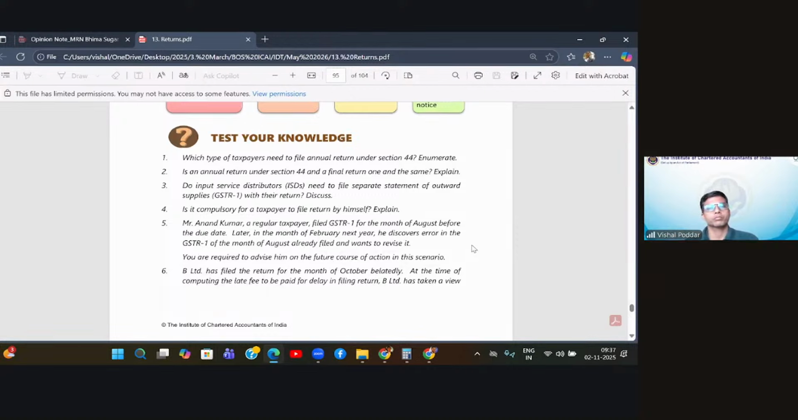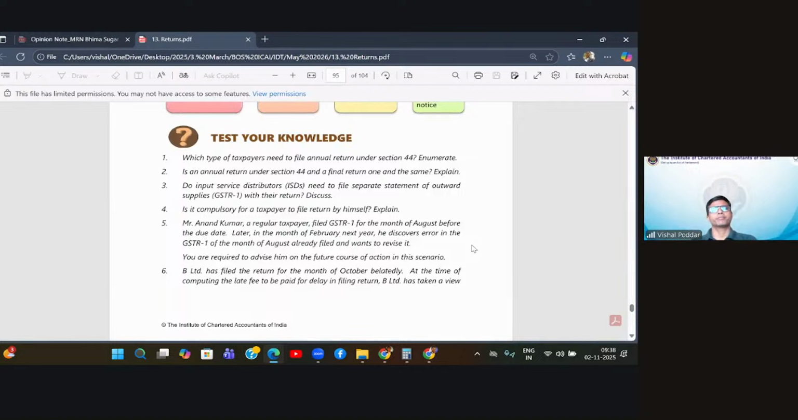Regular taxpayers. All registered persons, but then there is an exception: casual taxable person and non-resident taxable person. Why? Because they may not be existent in the next year to file the annual return. Then ISD, because anyway they are not having any outward supplies, and OIDAR services. Okay, TDS, TCS, correct, because again they are not dealing with any outward supplies. So these are the persons who are excluded.